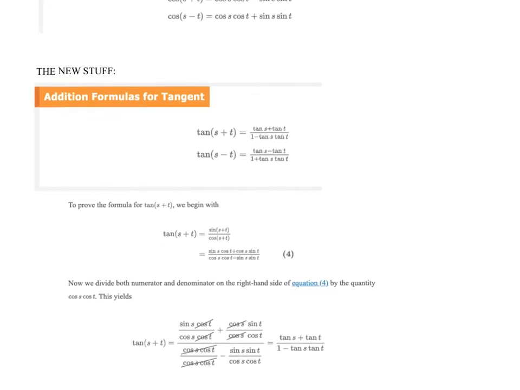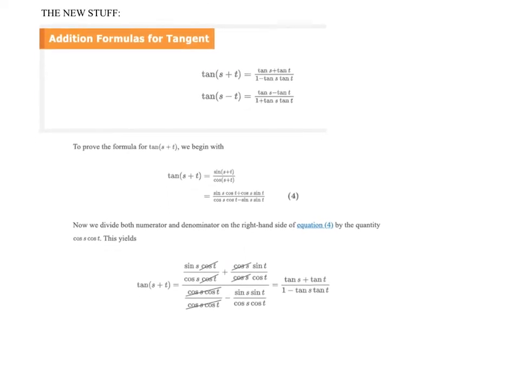So the first thing I want to do is show you how we could prove that tan s plus t ends up equaling the right side. Okay? So here we go. We know that tan s plus t can be written as sine s plus t over cosine s plus t. So then in the numerator, we can do the sine s plus t formula, doing sine s cosine t plus cosine s sine t. And then in the denominator, we'll do the cosine: cos s cos t minus sine s sine t.